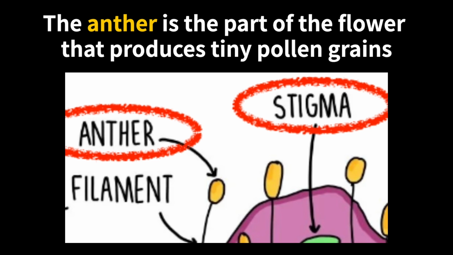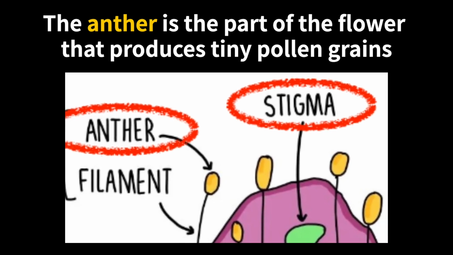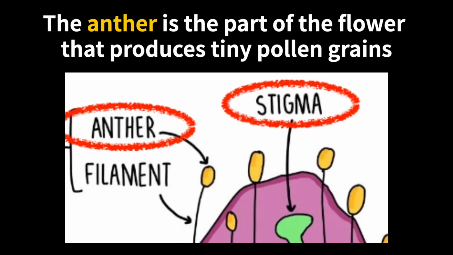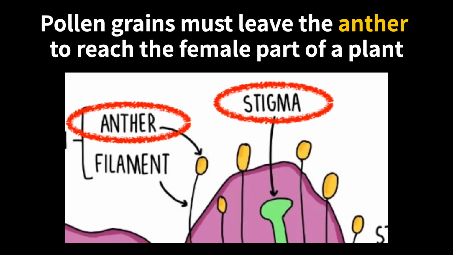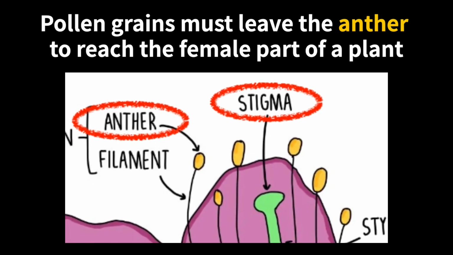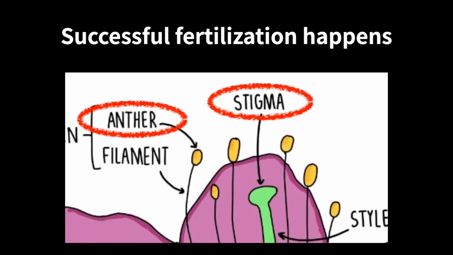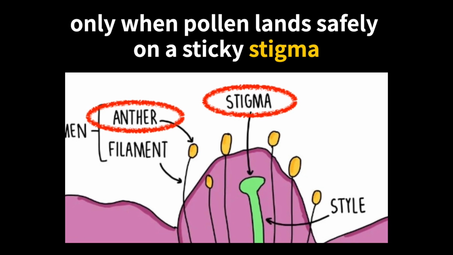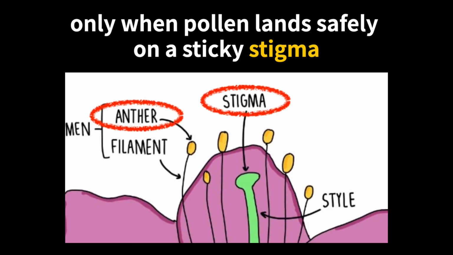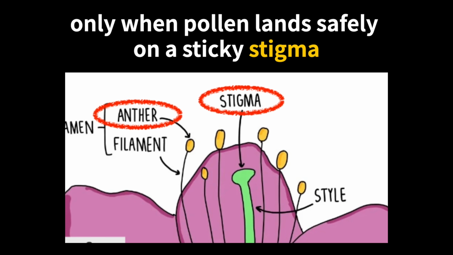The anther is the part of the flower that produces tiny pollen grains. Pollen grains must leave the anther to reach the female part of a plant. Successful fertilization happens only when pollen lands safely on a sticky stigma.